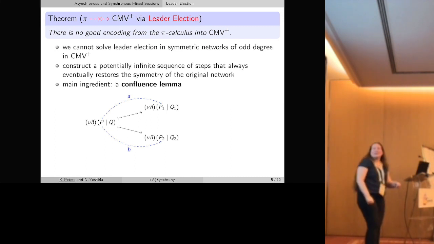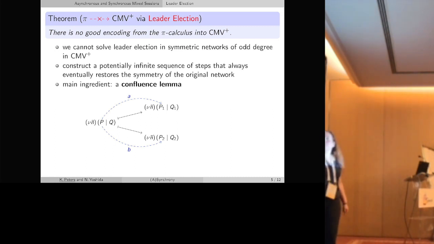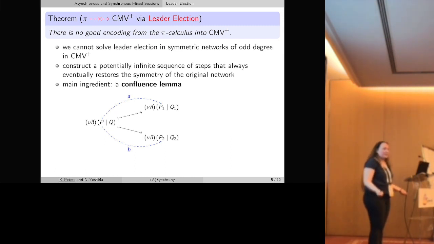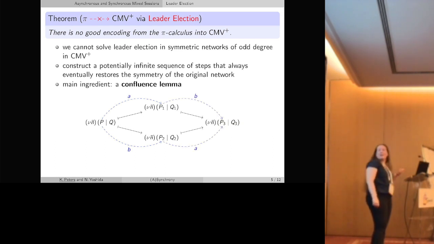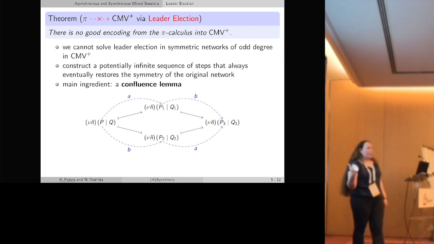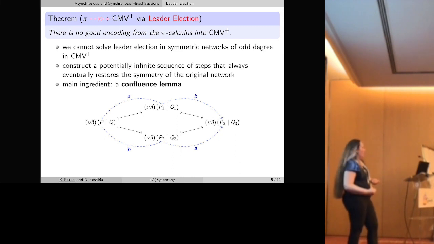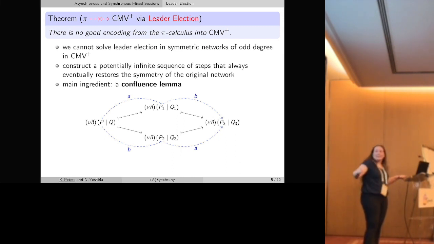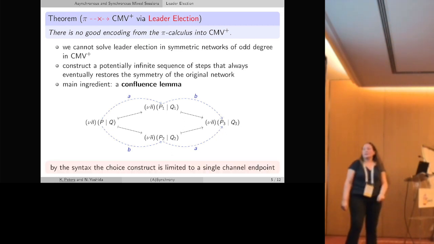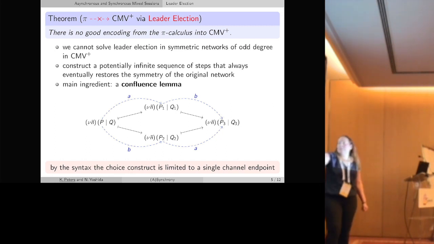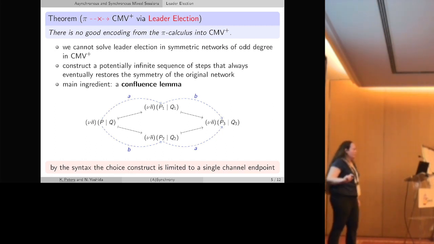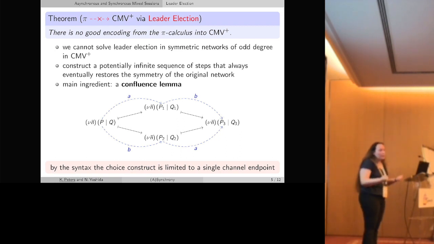And if this is the case, then the two choices that are reduced from here to either there or there have to be different choices, because A and B are different session channels. And that means that then afterwards you can close again and reach the confluence. And this confluence lemma was really enough to re-establish the proof that you cannot do the encoding, right? So that's why we do that. We look for the reasons. Why was it not possible? The reason here was because the syntax allowed choices only for a single channel endpoint. That's the point. That's why it still worked to show that you cannot encode the leader election.